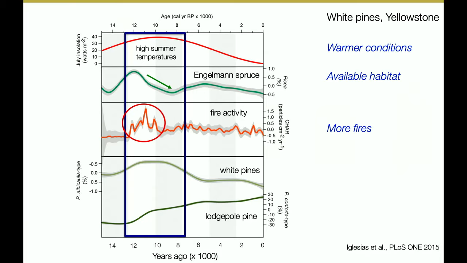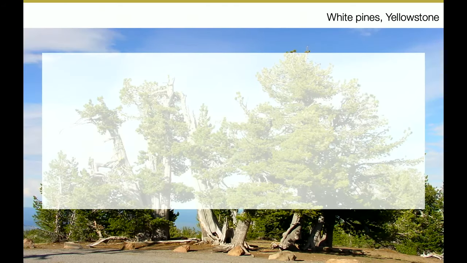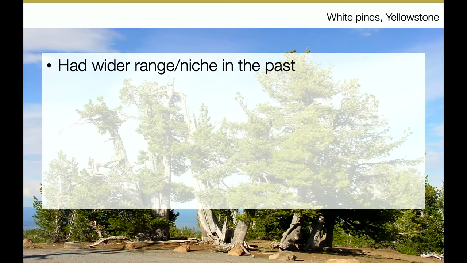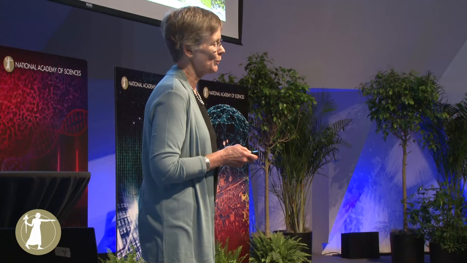Surprisingly, it was this time of high fire activity, and so it's clear that this species can survive more fires than we're seeing now. But its decline, I think, is also related to another competitor in the Yellowstone ecosystem, and that's the arrival of lodgepole pine. So just to summarize, whitebark pine had a wider niche in the past than we see today, and we have to take that into account, I think, as we're doing planning for the future.